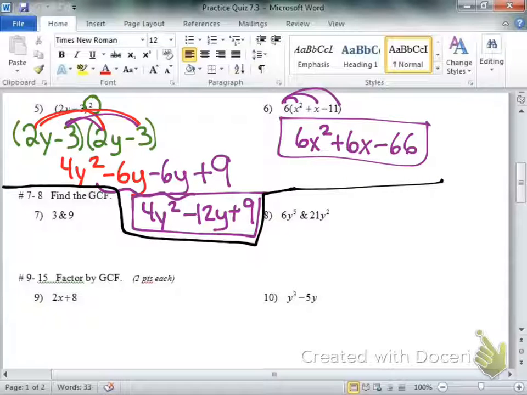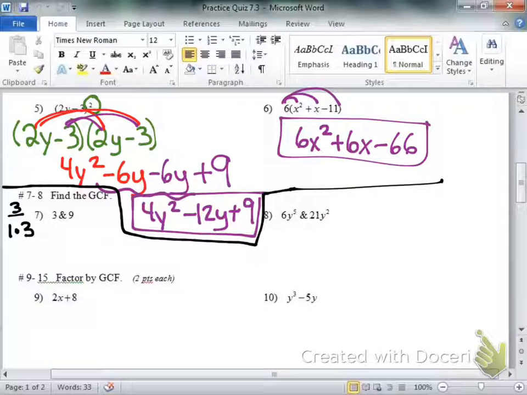Alright, so next section, we're finding the GCF. This is where those factor sheets are very handy. If you look at 3 on the factor sheet, it does not exist. The reason that 3 is not on the factor sheet is because its only factors are 1 and itself.